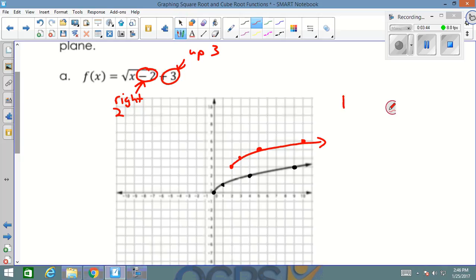Here, our domain. Remember, x has to be greater than or equal to our h value. Our h value here is just that 2 right there. So x is greater than or equal to 2. Our range, y has to be greater than or equal to our k, which in this case is 3.